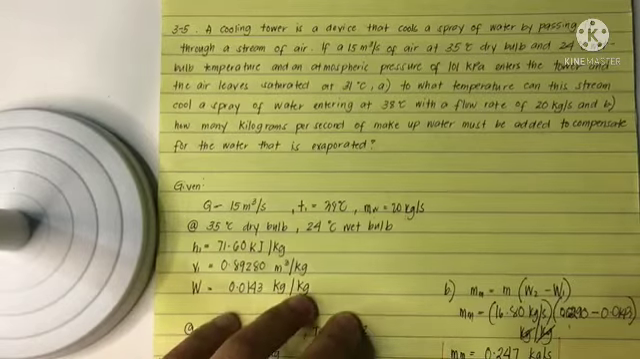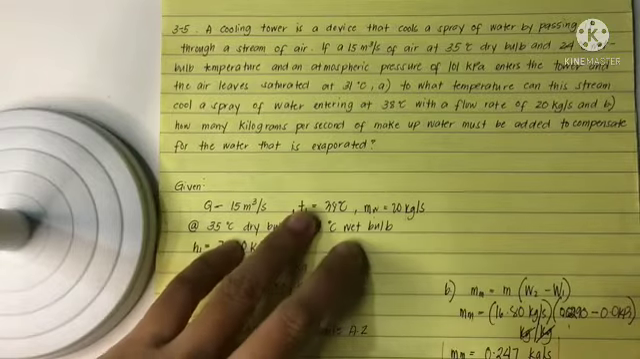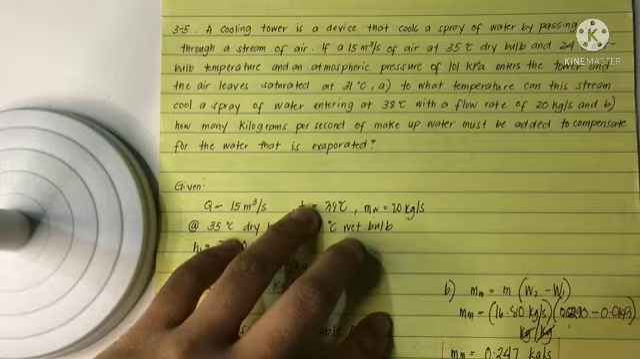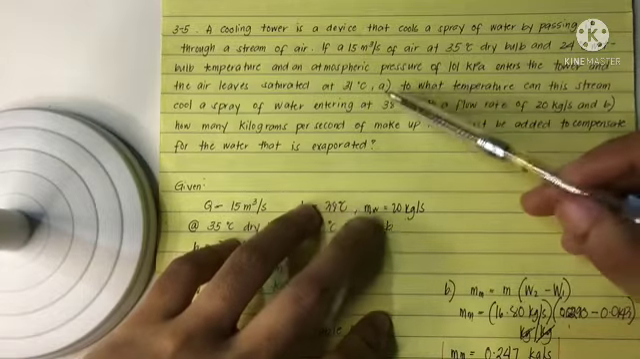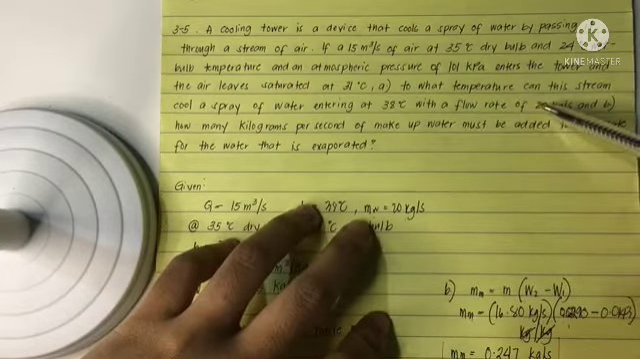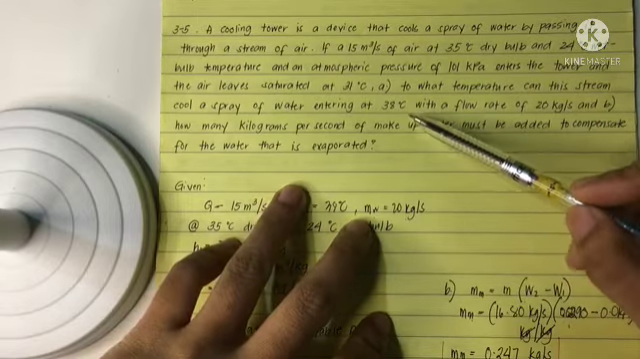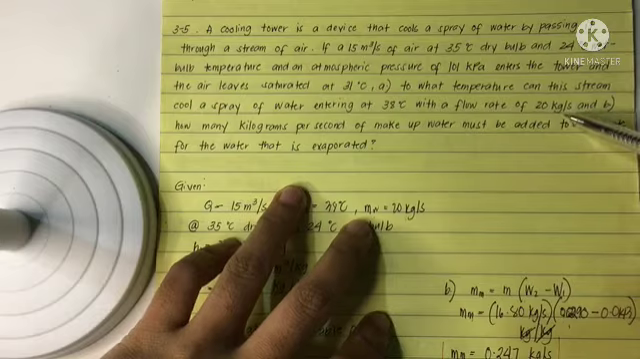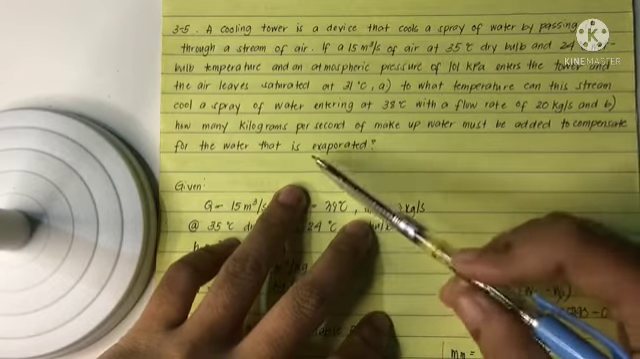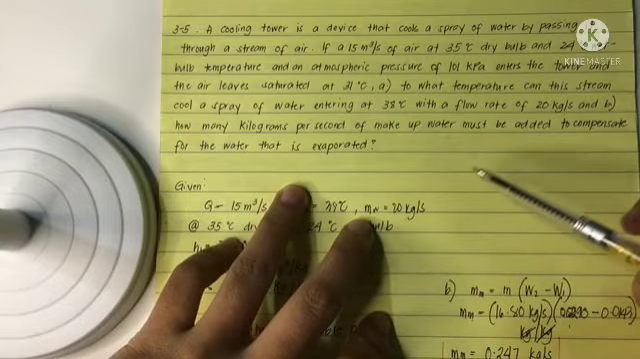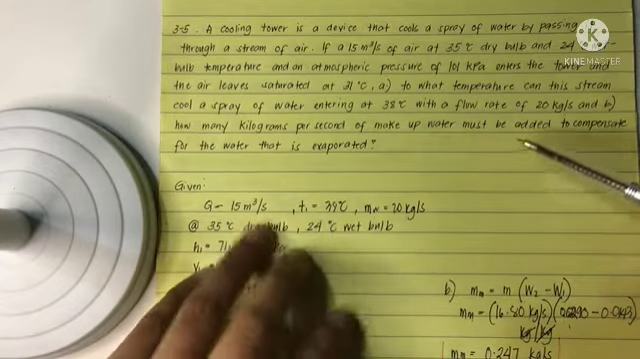24 degrees Celsius wet bulb temperature and an atmospheric pressure of 101 kilopascals enters the tower and the air leaves saturated at 31 degrees Celsius, to what temperature can this stream cool a spray of water entering at 38 degrees Celsius with a flow rate of 20 kg per second, and how many kg per second of makeup water must be added to compensate for the water that is evaporated?